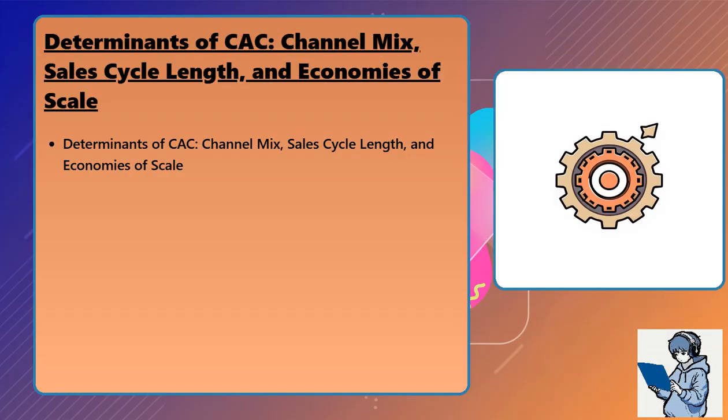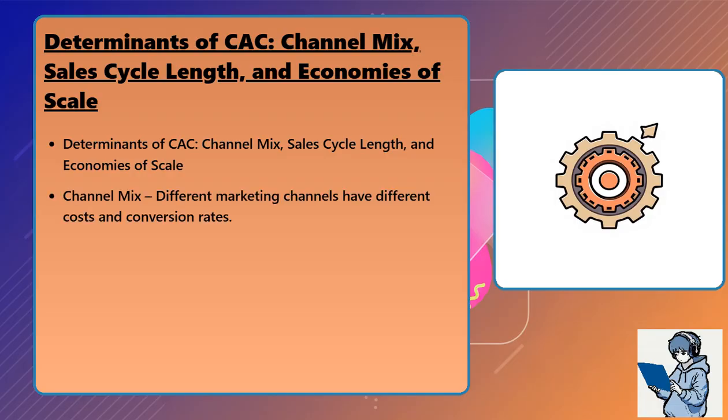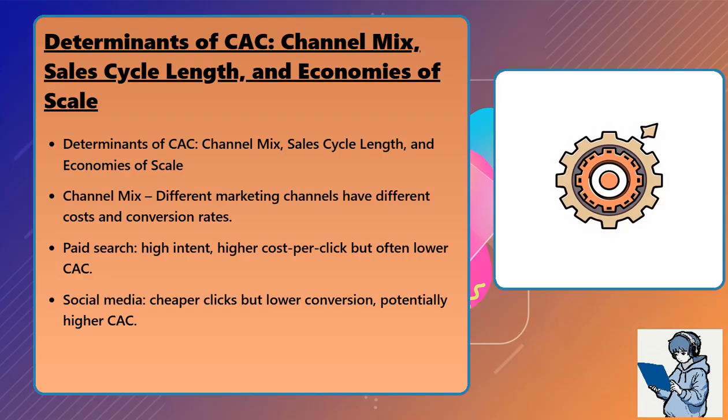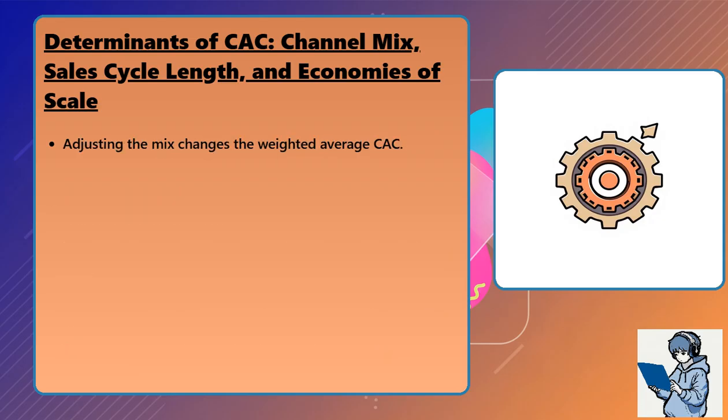Determinants of CAC: channel mix, sales cycle length, and economies of scale. Channel mix: different marketing channels have different costs and conversion rates. Paid search: high intent, higher cost per click but often lower CAC. Social media: cheaper clicks but lower conversion, potentially higher CAC. Referral programs: low cost but depends on existing customers. Adjusting the mix changes the weighted average CAC.